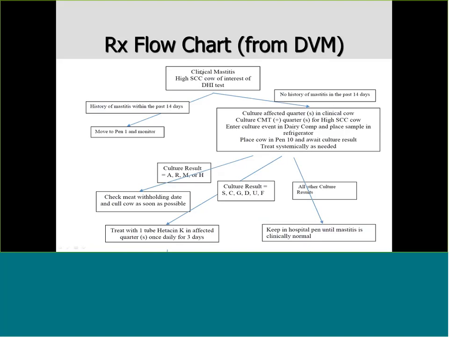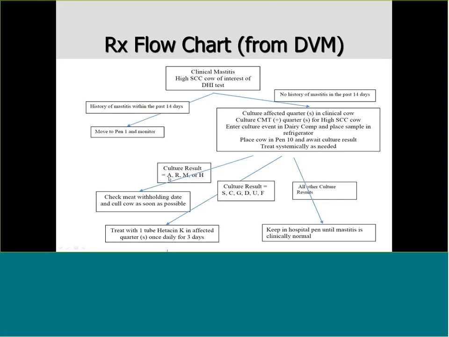So a cow gets clinical mastitis, or perhaps a high somatic cell cow, right? If she has no history of mastitis in the past 14 days, we culture that affected quarter. If she has had mastitis in the past 14 days, she gets moved over to pen 1 and we watch her. If she's cultured, she gets moved into pen 10, treat systemically if she's one of those grade 3 cows, and then we're waiting 24 hours to get the answer back. If it's an A, R, M, or H, check the meat withholding date and cull the cow as soon as possible.